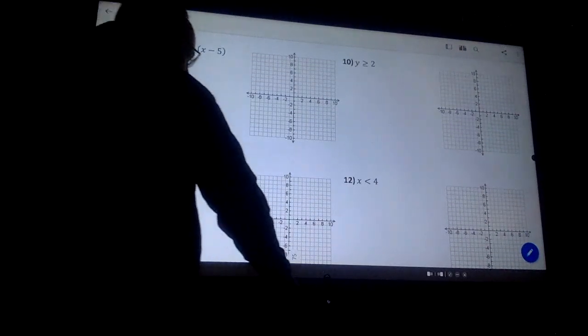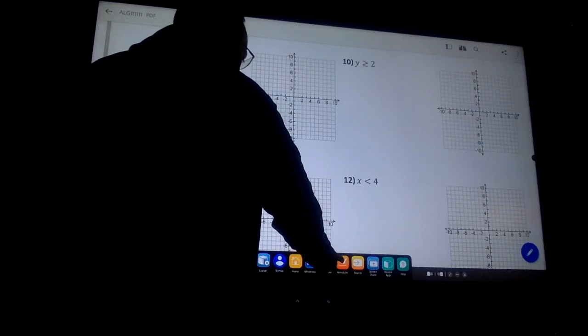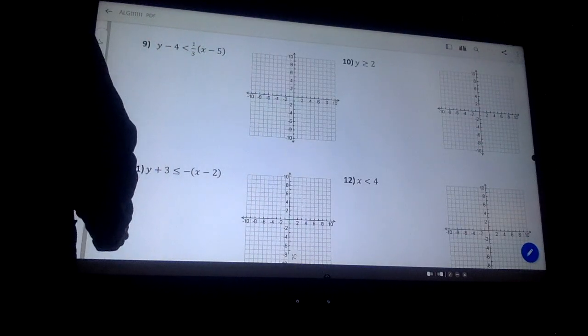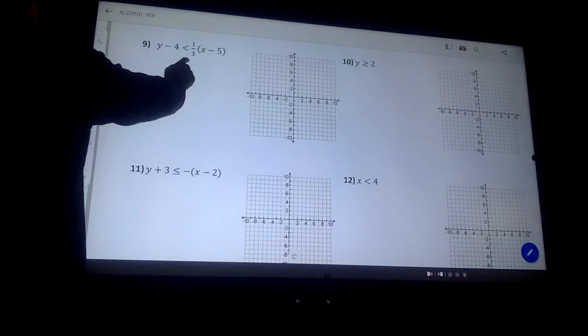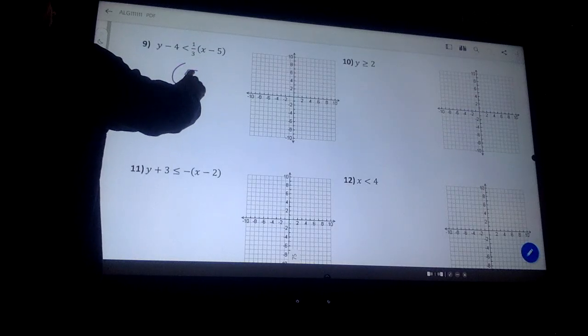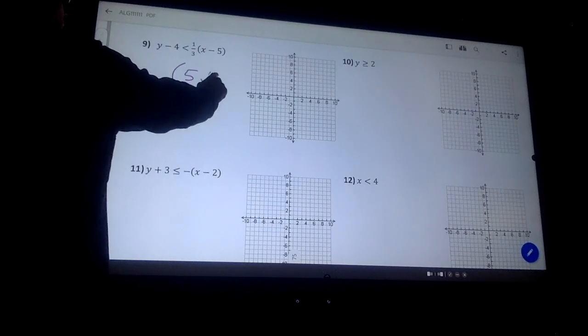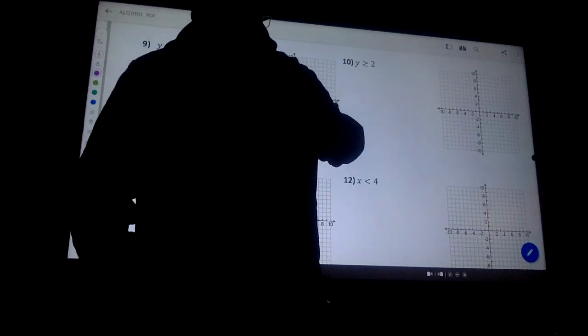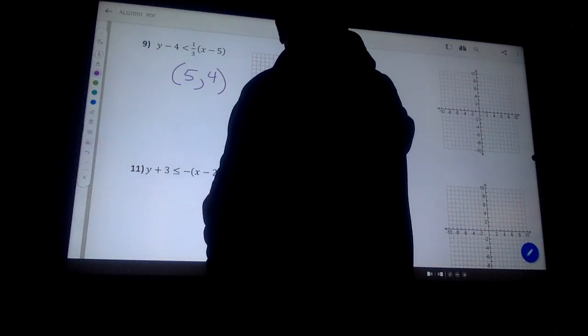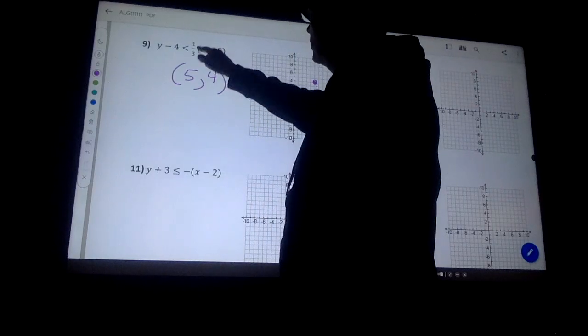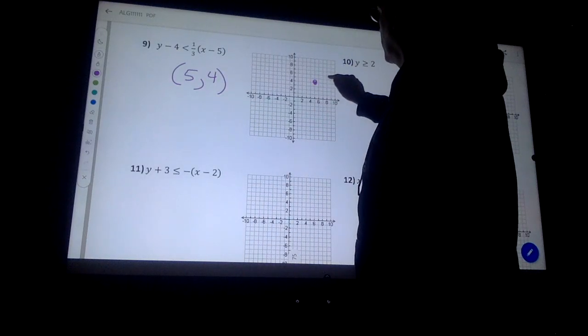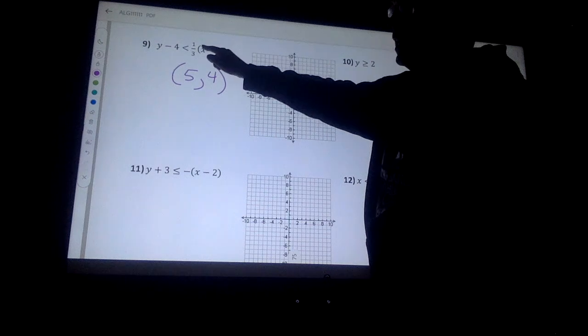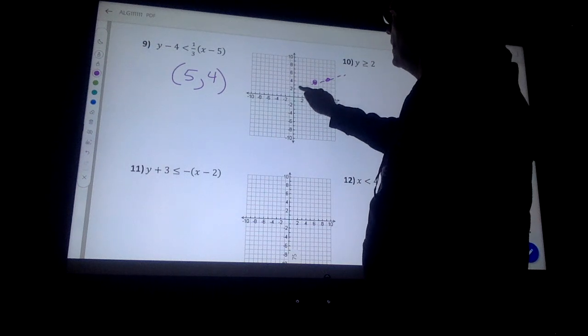Let's take a look at 9 and 10. It looks like we have a special case coming up. All right, so problem number 9. Our point is going to be opposite of the -5, so it's +5, opposite of the -4, which is +4. So 5, 4 is up here. We have a slope of 1/3, so I'm going to go up 1, right 3. It doesn't have the equal sign, so it's got to be dotted.